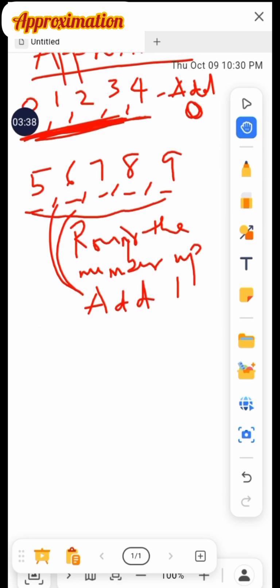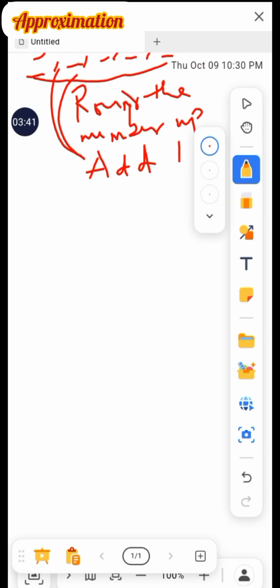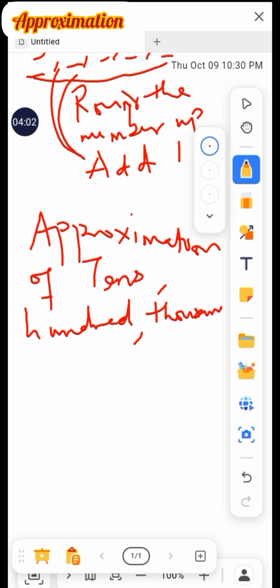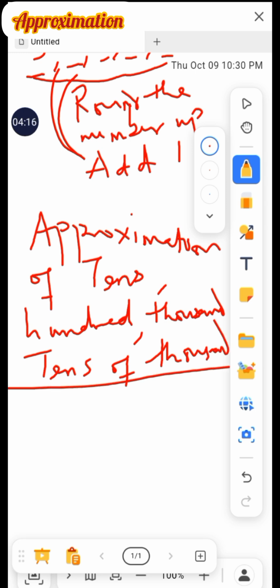Let us see approximation of numbers. So I'm going to target approximation of tens, 100, 1,000, let's say tens of thousand. We are going to see all of this. So when they ask us to approximate them, how do we go about them?